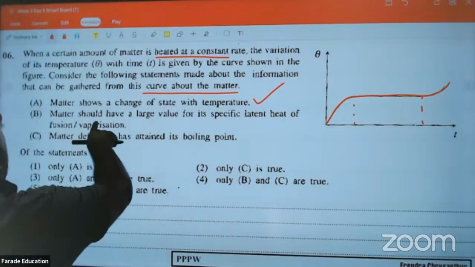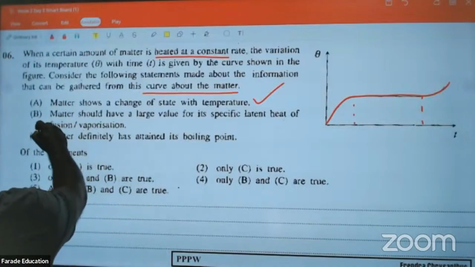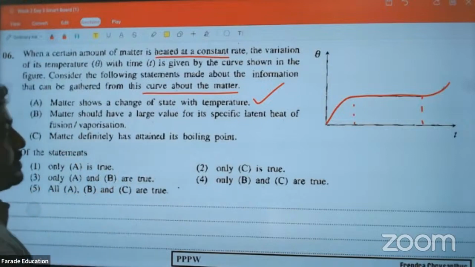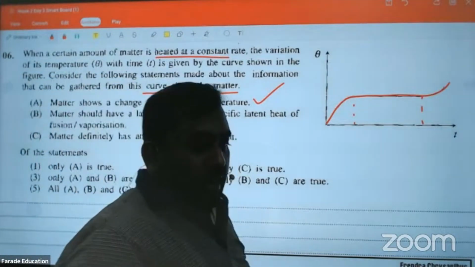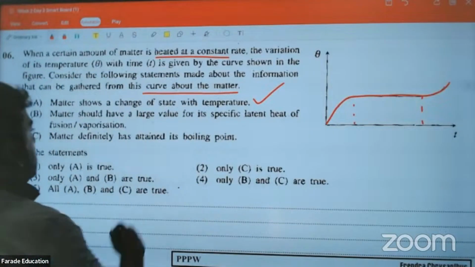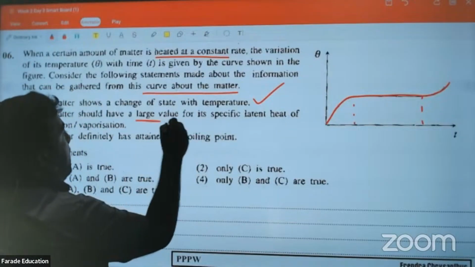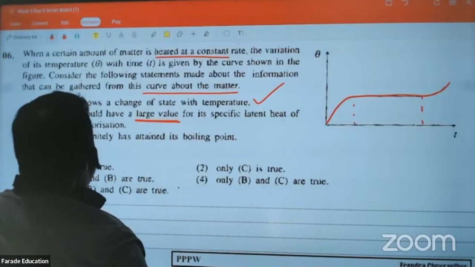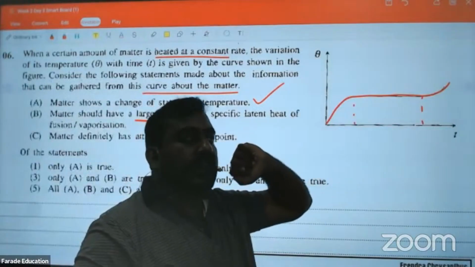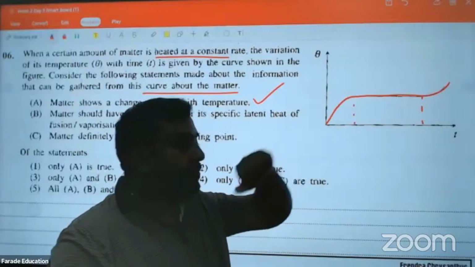Next one. Matter should have a large value for the specific latent heat of fusion or vaporization. Matter definitely has attained its boiling point. Now, can you come to these conclusions? Yes or no? Matter should have a large value for its specific heat of fusion or vaporization. First of all, we don't know whether this is fusion. We don't know whether it's vaporization. It may be either one of them.